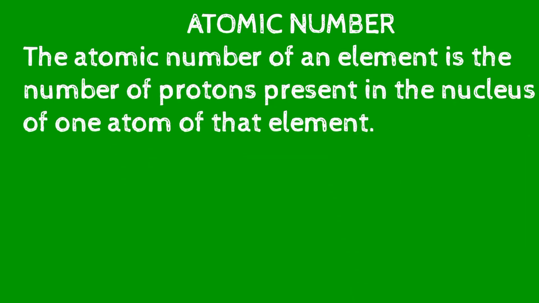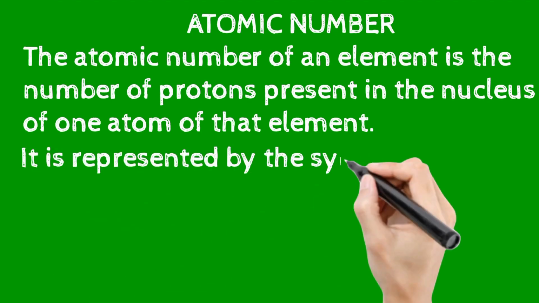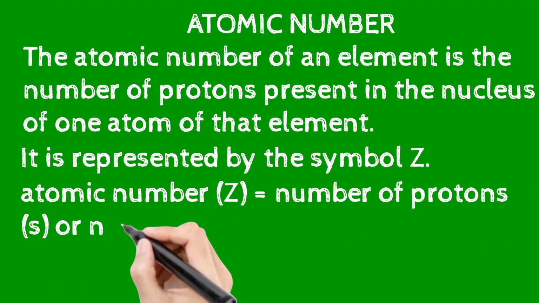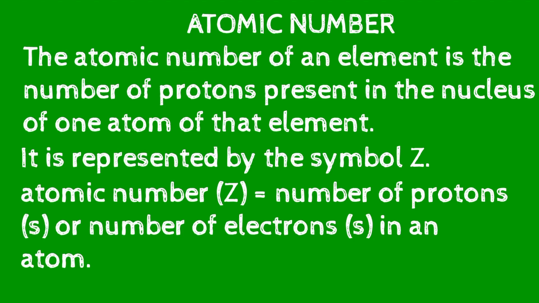The elements in the periodic table are arranged on the basis of atomic number. An atom is electrically neutral, so it has the same number of electrons as the number of protons. It is represented by the symbol Z. Atomic number is equal to the number of protons or the number of electrons in an atom.